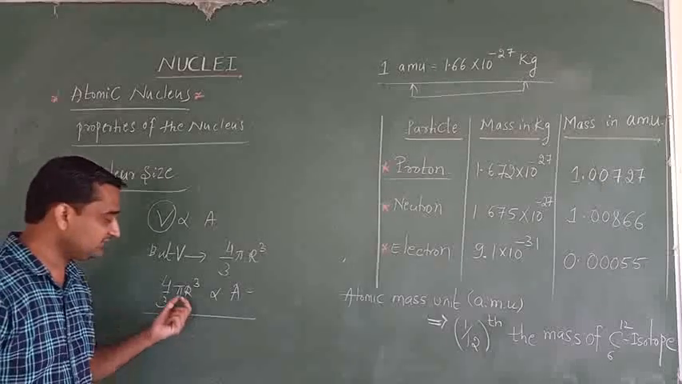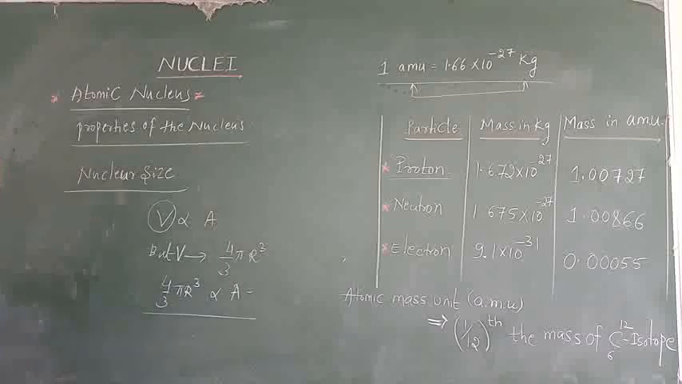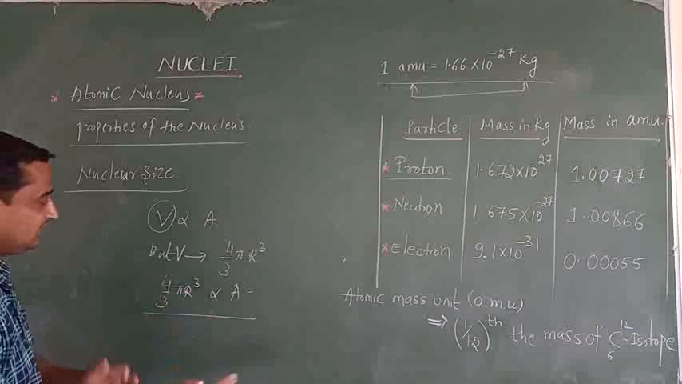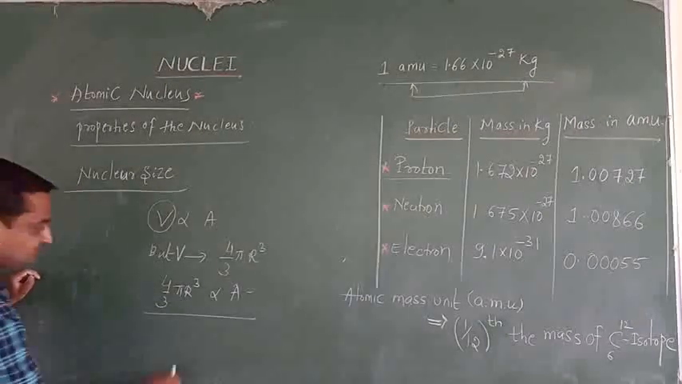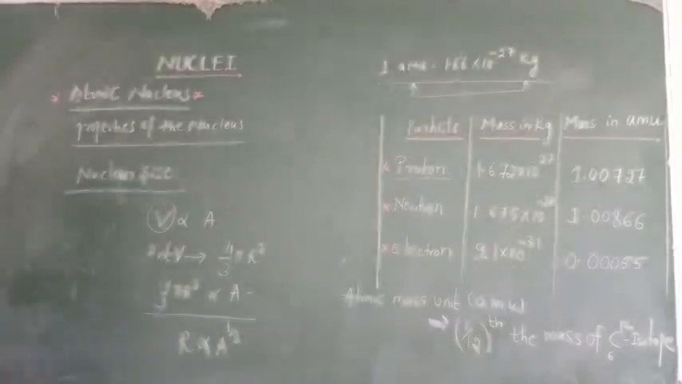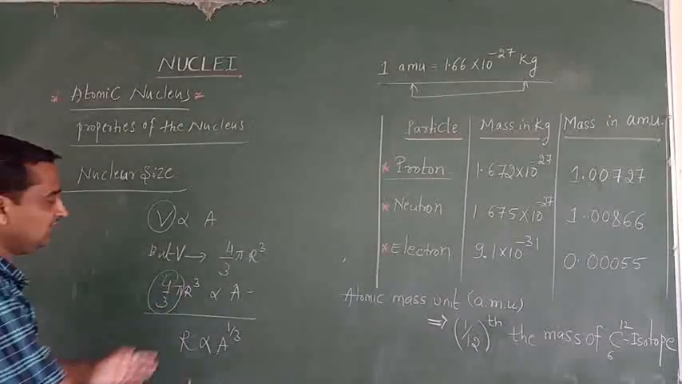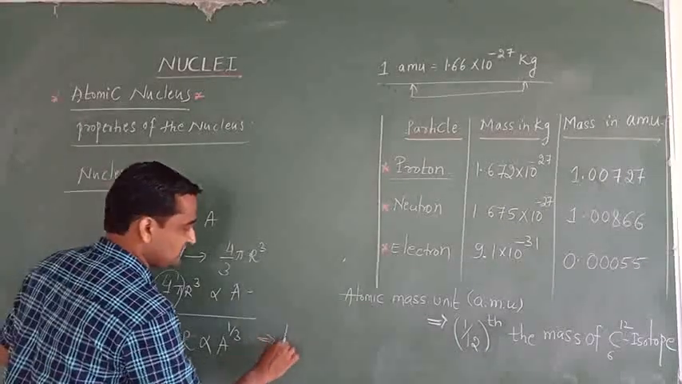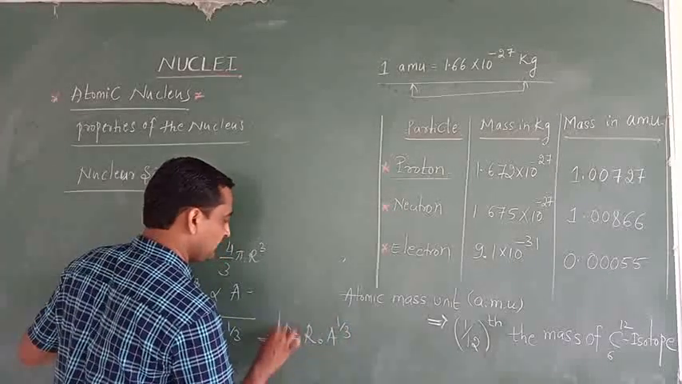Now just by raising the power 1 by 3 on both sides, let us find how the radius is proportional to A. Raising the power 1 by 3, R is directly proportional to A to the power 1 by 3. Here 4 by 3 pi is a constant. Again we get one more proportionality constant here. R is equal to R0 into A to the power 1 by 3.